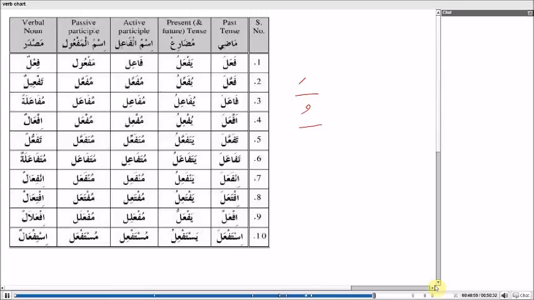I'm looking at the hadith of istikhara. كان النبي صلى الله عليه وسلم يعلمنا. Here, the fa'il is the mu'allim.